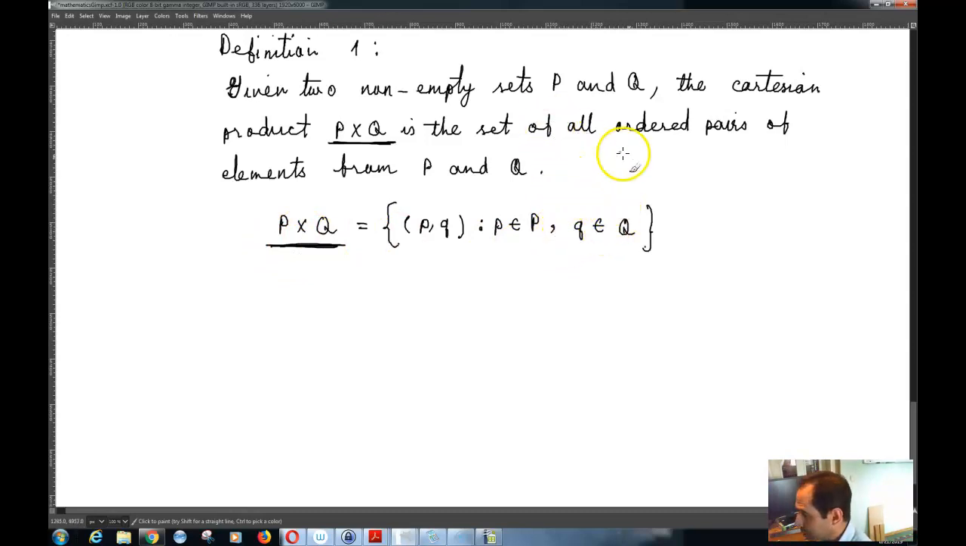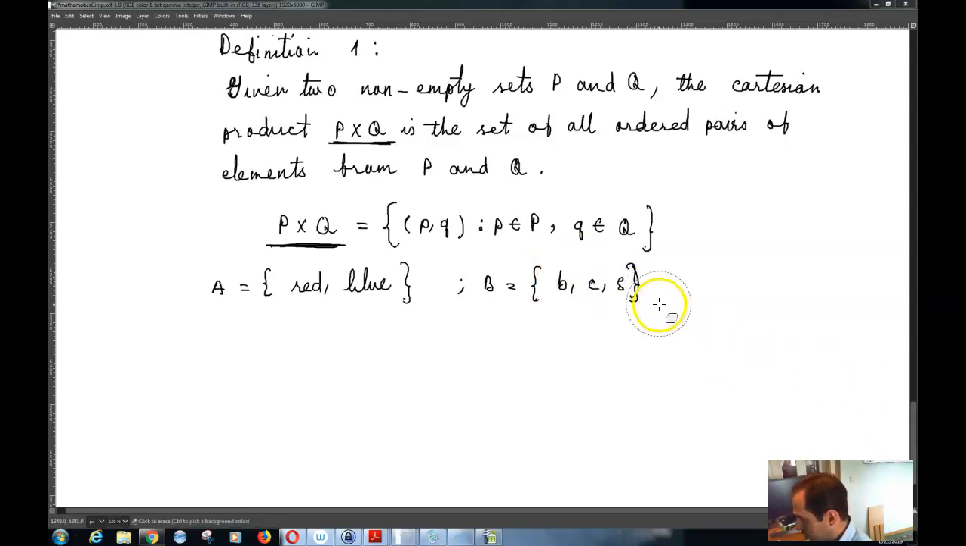So from the illustration that we had about the two colors and the three objects, the colors were red and blue, so the set A was red and blue, and the objects were a bag, a coat, and a shirt.